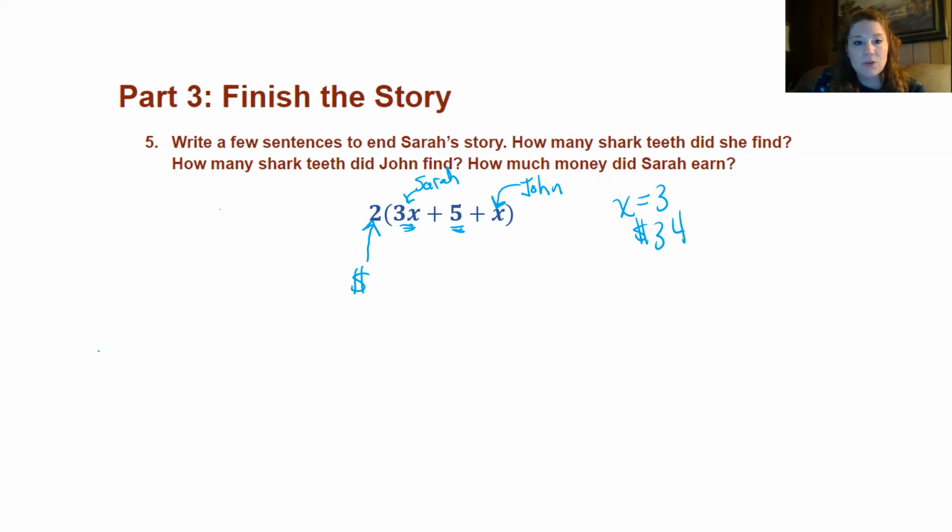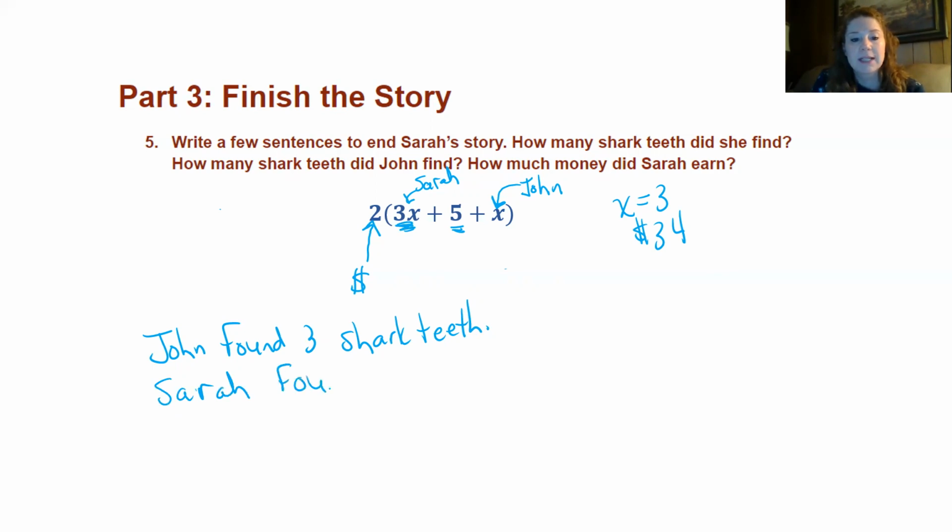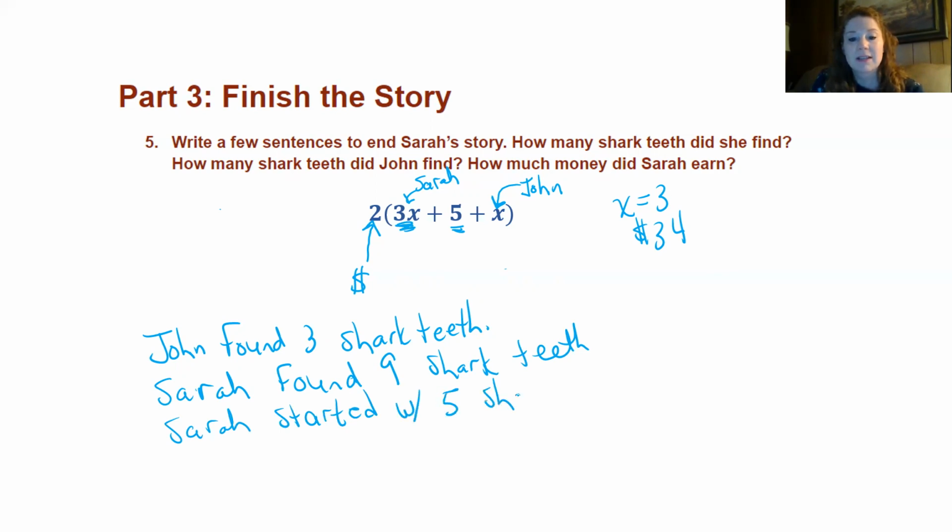All right, so how many shark teeth did she find? So John, I'm going to say John found 3 shark teeth. Since Sarah found 3 times that, Sarah found, what's 3 times 3? 9 shark teeth. Sarah started with, what did she start with? She started with 5 shark teeth.